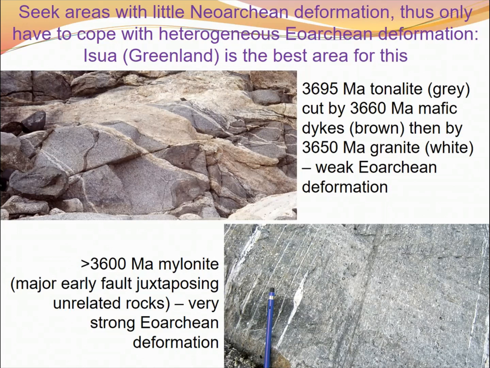You can go just a kilometer or so away, and you can actually come across Eoarchean mylonites, where all of that complex geology you can see in the top picture has simply been ground down by a major fault, which was juxtaposing unrelated rocks. So there's a very great complexity in the early Archean history, once you've actually found areas where it's not being corrupted by later events.